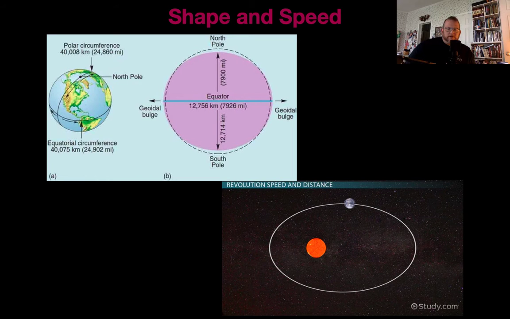Welcome to the Earth shape and speed lesson. This is going to be short and sweet, but it's two important things that you need to grasp.